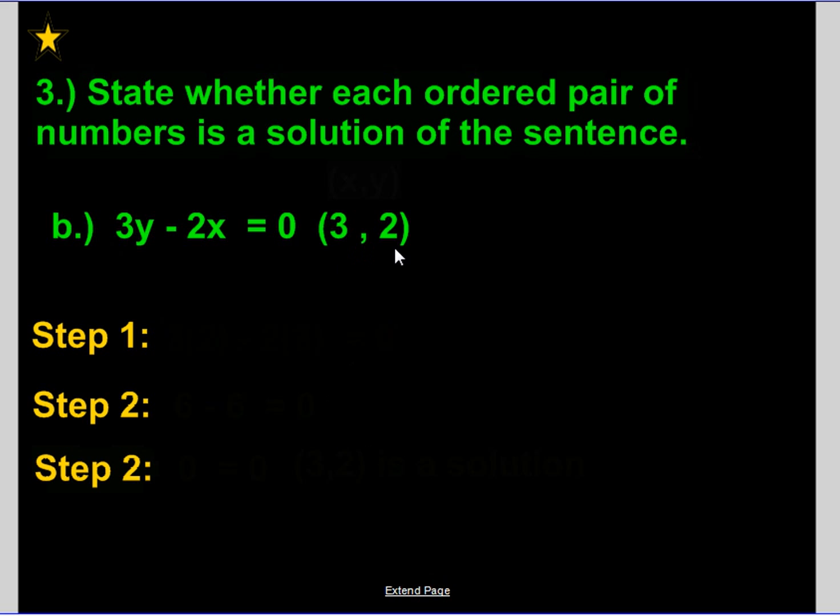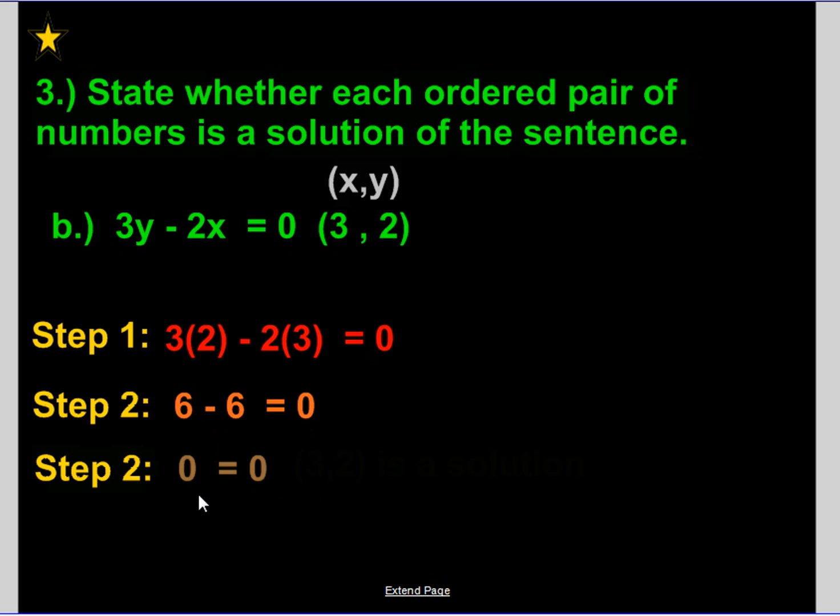The ordered pair we're given this time is 3, 2, and again, the 3 is the x, the y is the 2. And then we substitute those in for the missing variables. So y is 2, so 3 times 2 minus 2 times x, and x is 3, so 2 times 3. So we have 6 minus 6 equals 0. And we can see already this is working out to be true. 0 does equal 0, which means that the ordered pair 3, 2 is a solution for this sentence.